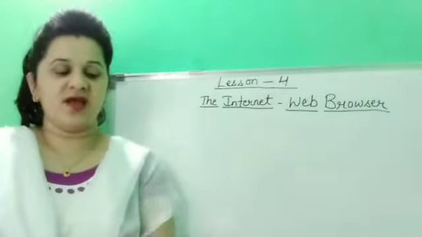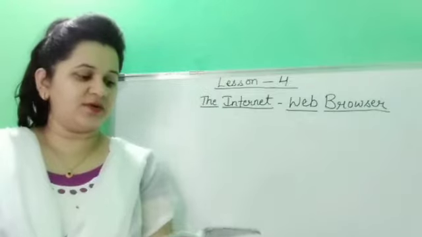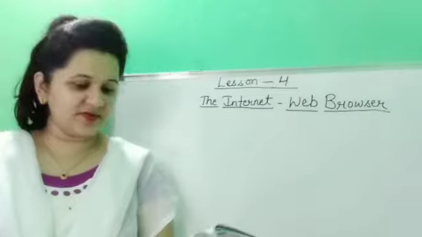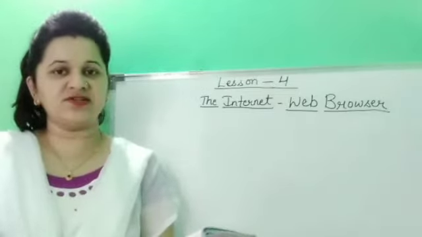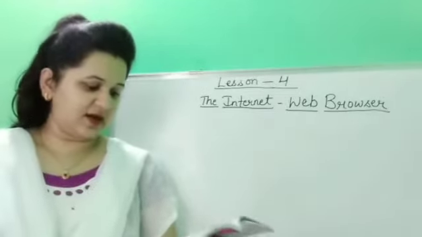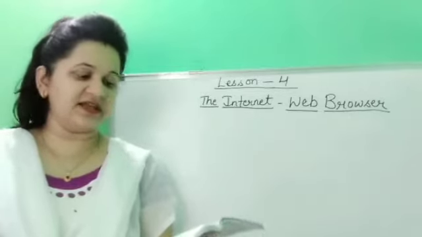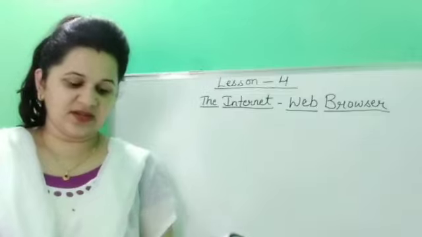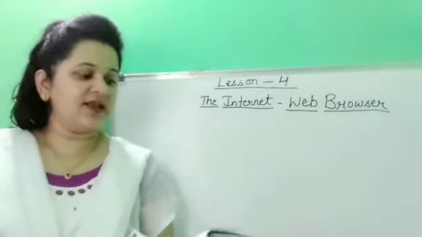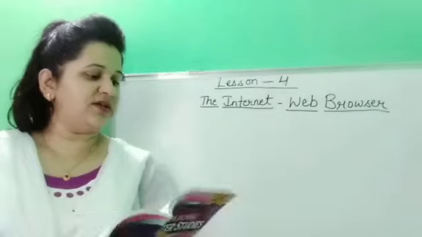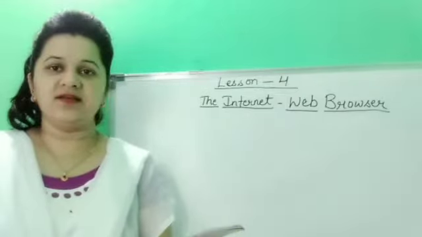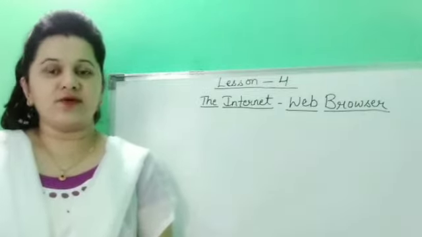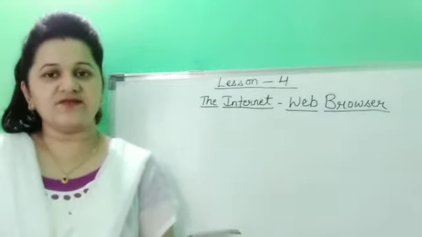So now children, we'll continue with chapter number 4, the Internet Web Browser. In our previous video, we discussed some of the topics related to the chapter. We have done the introduction part, what is an internet, what is a network. Now we have discussed the advantages of computer network. Next we discussed the types of network: there are two types, LAN and WAN. LAN stands for local area network, WAN stands for wide area network.